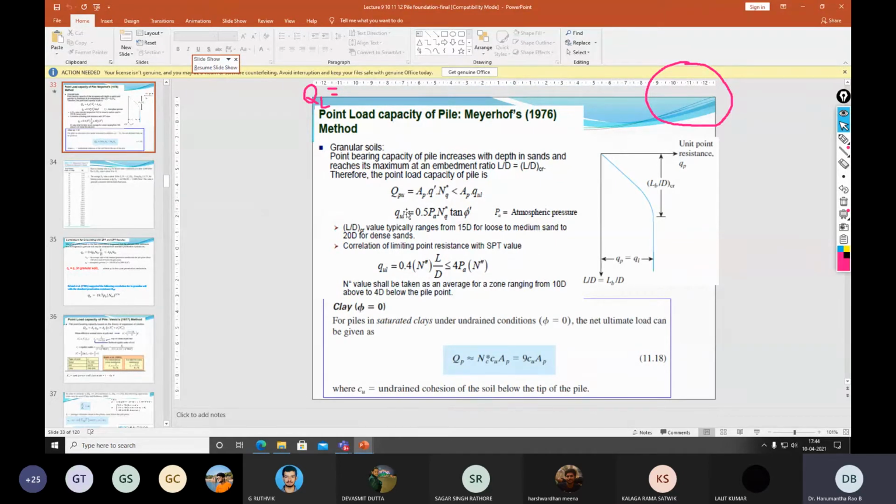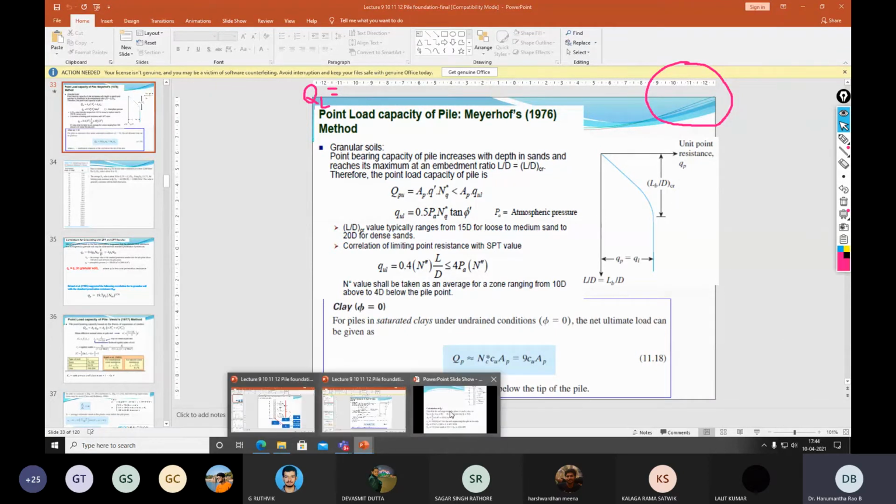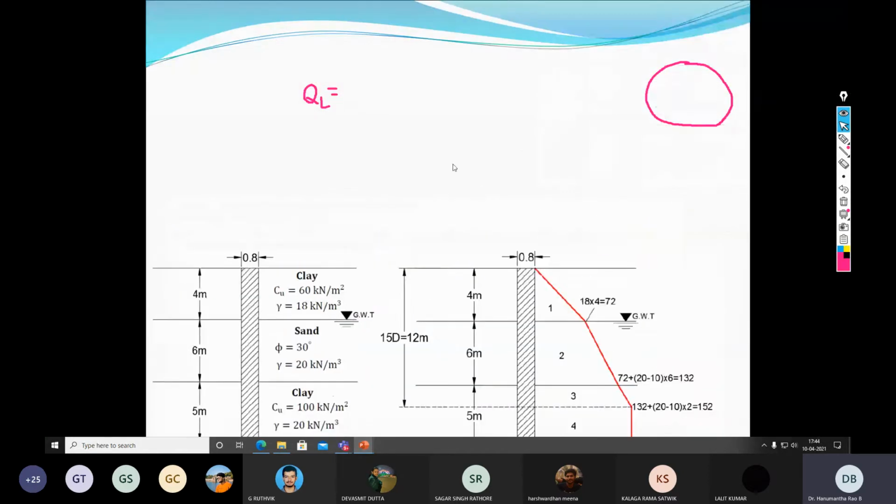But anyhow, this is also not valid because this equation is again valid for sand layer. Just for the sake of making it clear, I'm just asking, otherwise it is not valid. So only this equation is valid, the bottom equation. QP is equal to 9 Cu into AP. Okay, so this part is done.